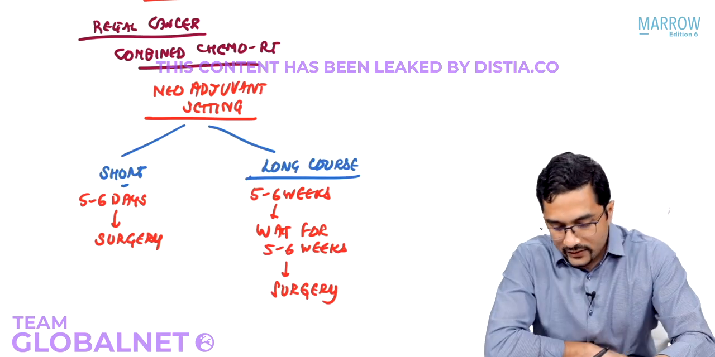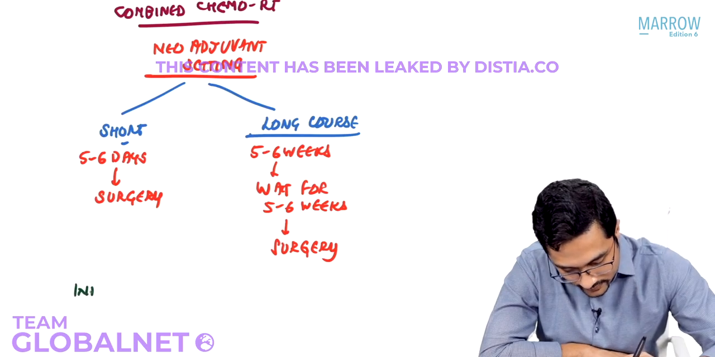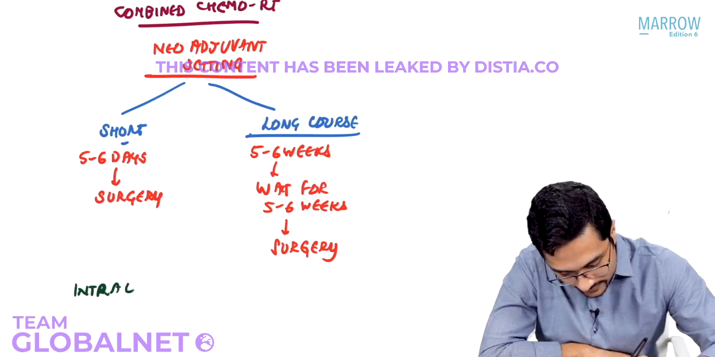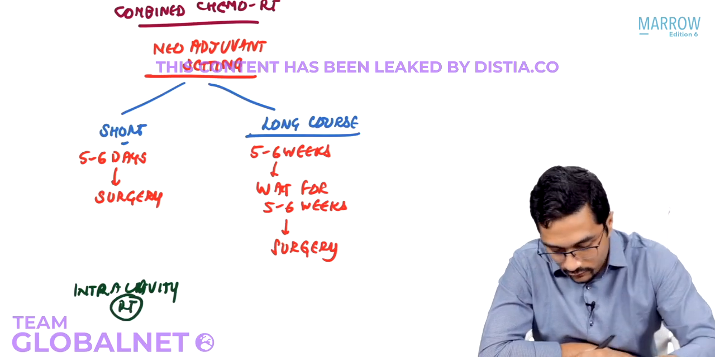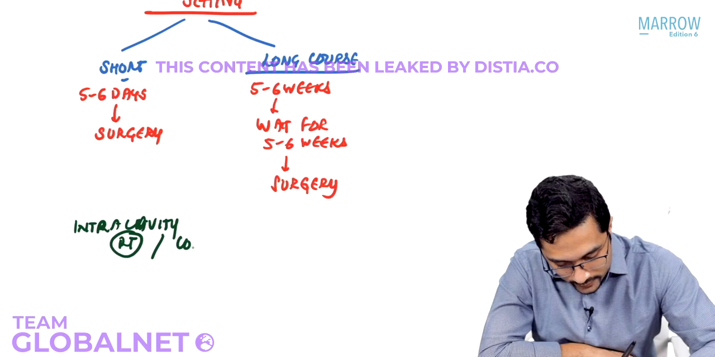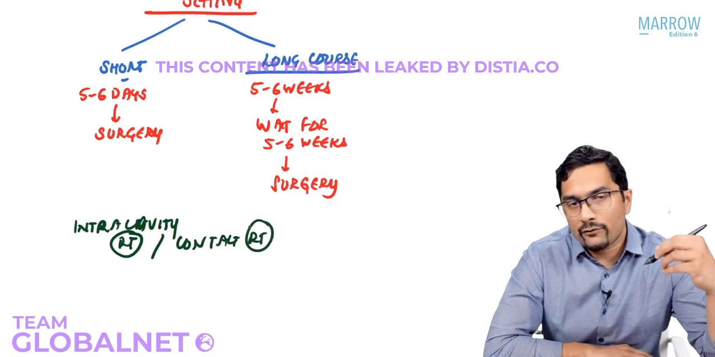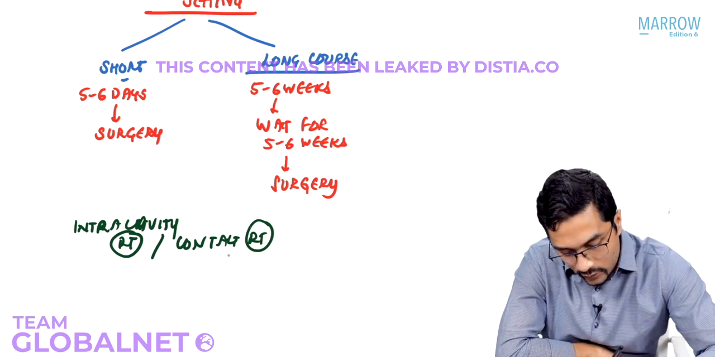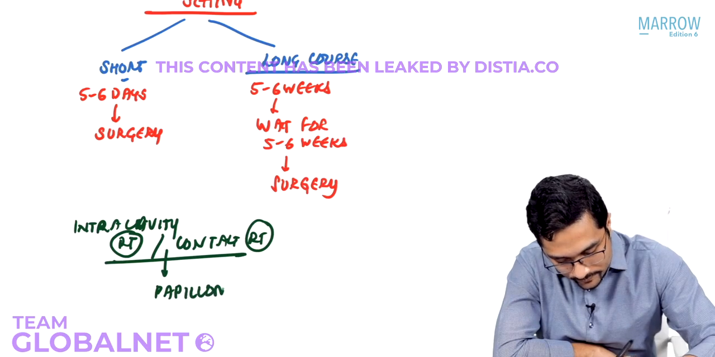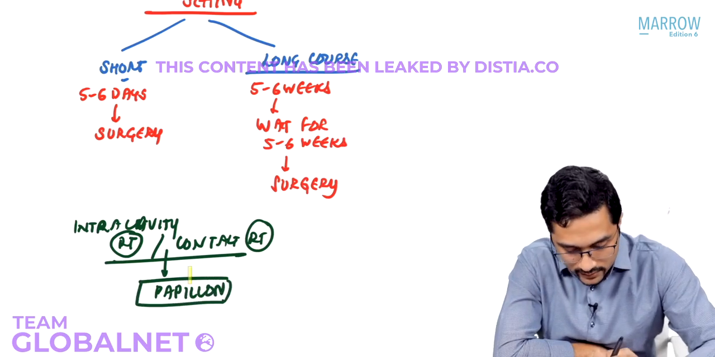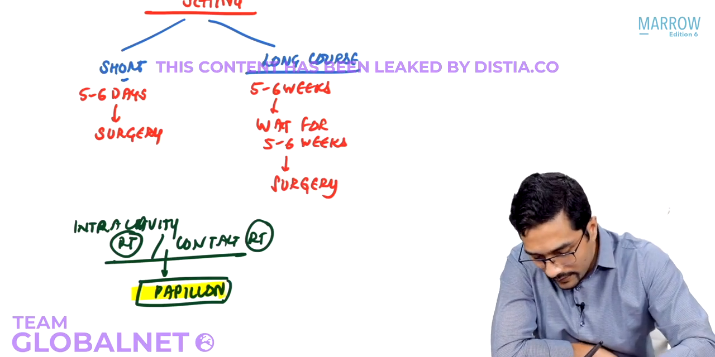So this was radiotherapy. There's one more radiotherapy technique which has been mentioned in Bailey, that is intracavity radiotherapy for rectal cancers. This is also known as contact radiotherapy. So it is basically a type of brachytherapy. I've told you brachytherapy is when electrodes are directly implanted, and the name of this technique is the Papillon technique. So just remember the name. It is a type of contact radiotherapy which is used in rectal cancers.